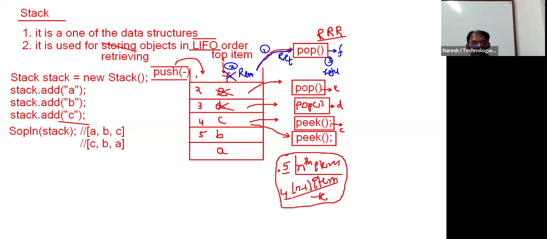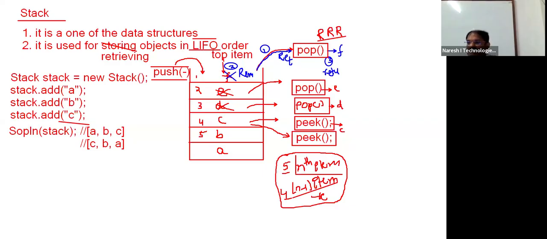Sorry, the stack will always return the top item. What is the top item now? C. If I call the peek method again, who is the top item? Still C. But in the previous case we got D, because E was removed.